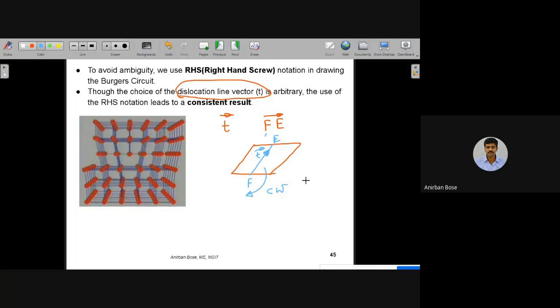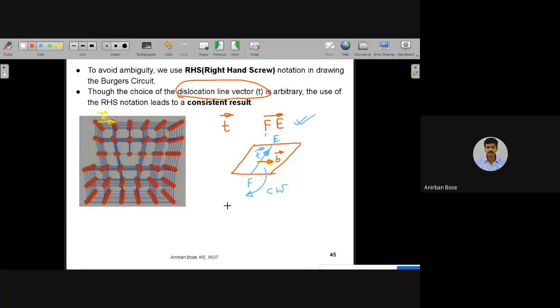Now let us consider the situation where we have assumed the T direction, F to E, as shown in this figure. Based on that T, we have to move the Burgers circuit in the clockwise direction. If we move the Burgers circuit in the clockwise direction, at the end, as we have already seen, we are going to get this as the Burgers vector. That means you are going to get the Burgers vector in this direction.